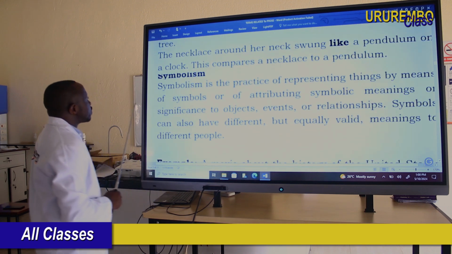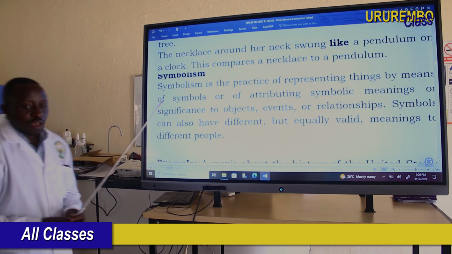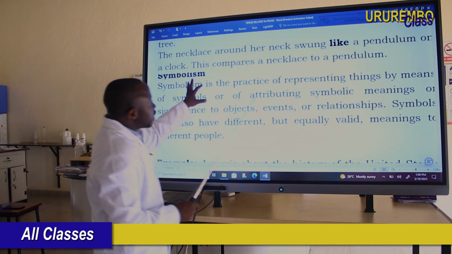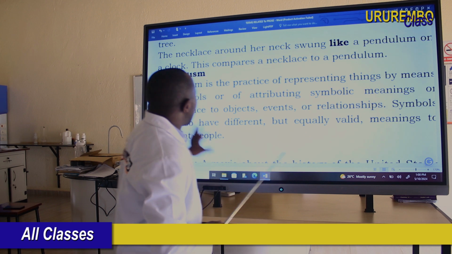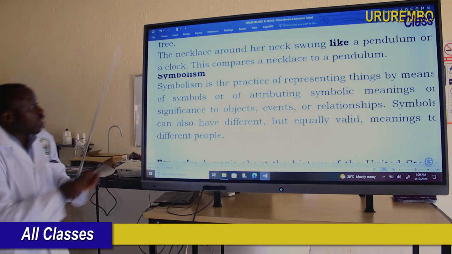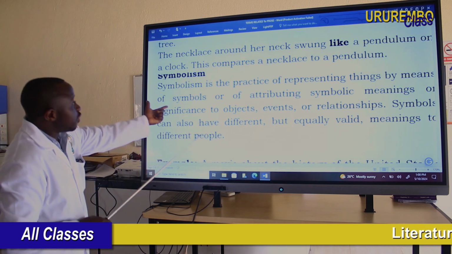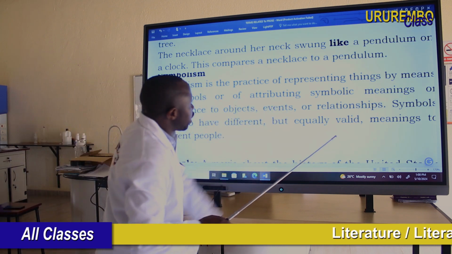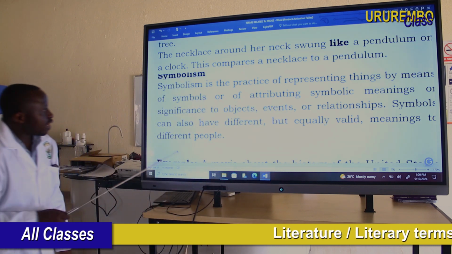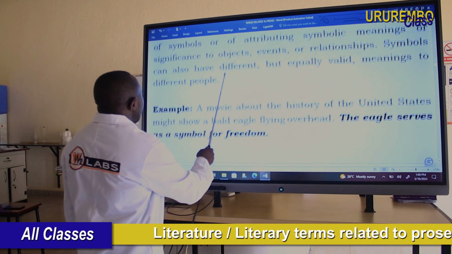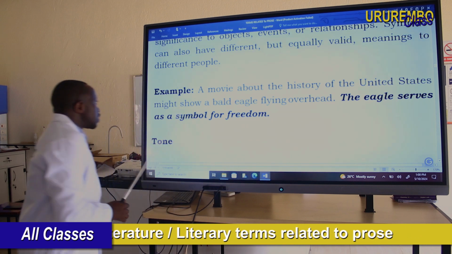Now this is symbolism. Symbolism, dear students, is the practice of representing things by means of symbols. You can use a symbol to represent something, attributing symbolic meanings to it. Okay. Now, let's have an example of symbolism.